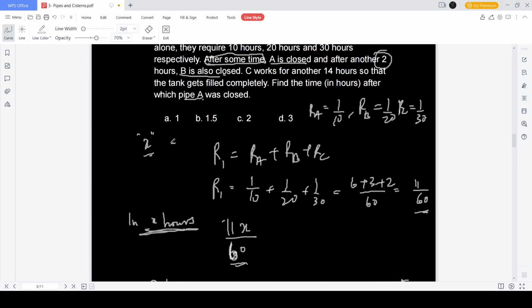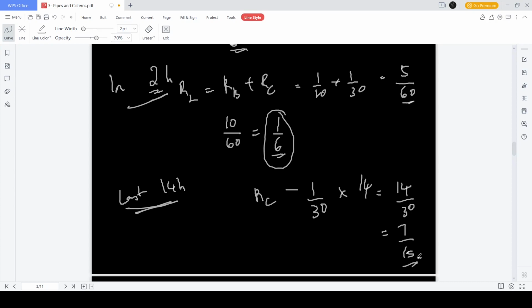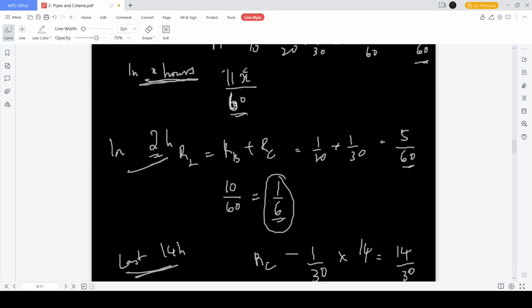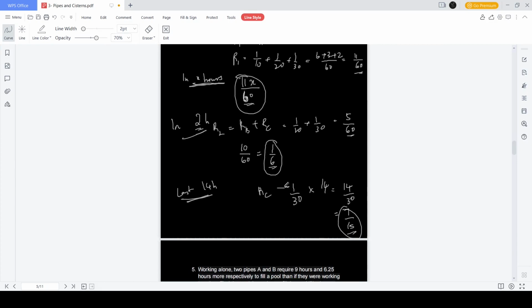In the last part they say C works for another 14 hours so that the tank gets filled completely. So in the last 14 hours RC works alone, that is 1 by 30 into 14 hours is the part of the tank filled. This is 14 by 30, which is 7 by 15. So this part of the tank plus this part plus this part should equate to 1 because the whole tank is filled.